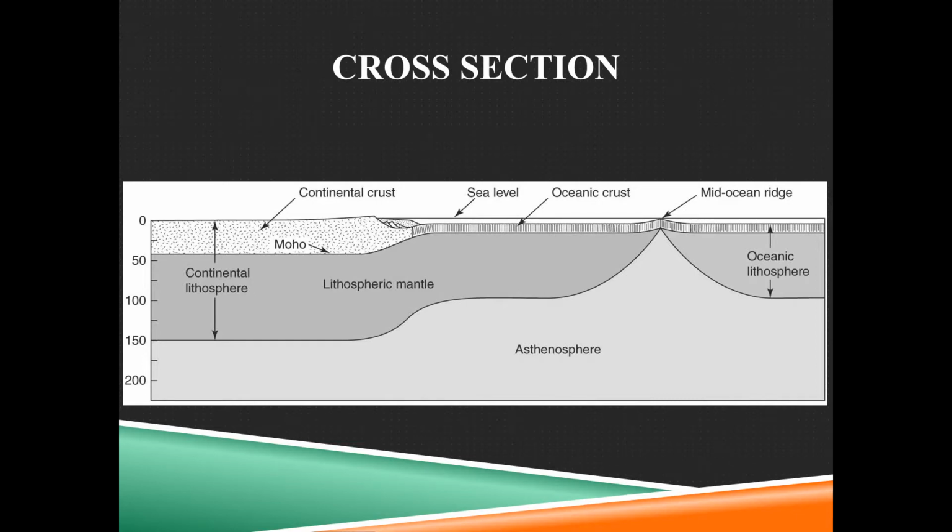So let's look at a cross-section. Near the top, we've got some crust, we've got the moho, and we have the part of the mantle that's in the lithosphere. So this is the thickness of the continental lithosphere, about 150 kilometers. And here's the thickness of the oceanic lithosphere, about 100 kilometers. And below it is the asthenosphere. Notice at the mid-ocean ridge, the asthenosphere is reaching right up there. It's almost to the surface.